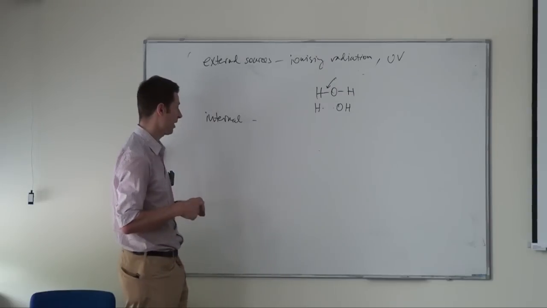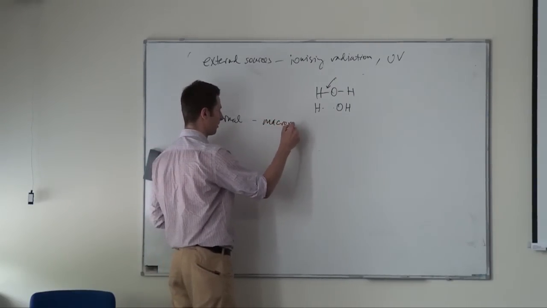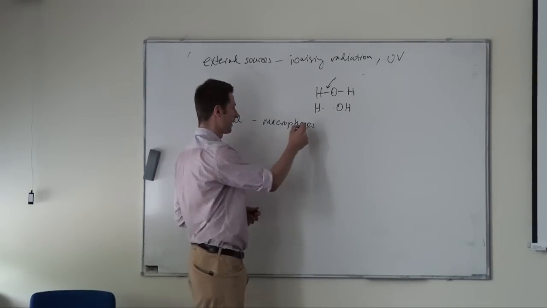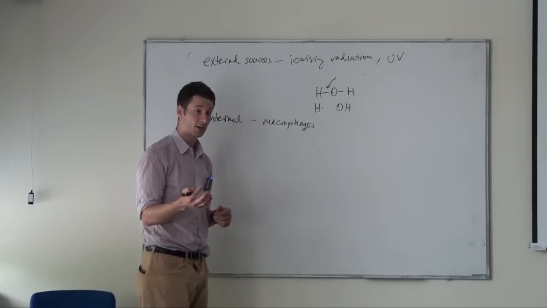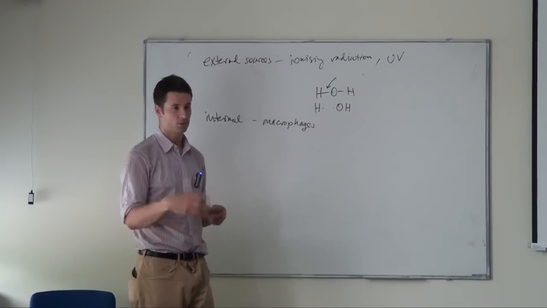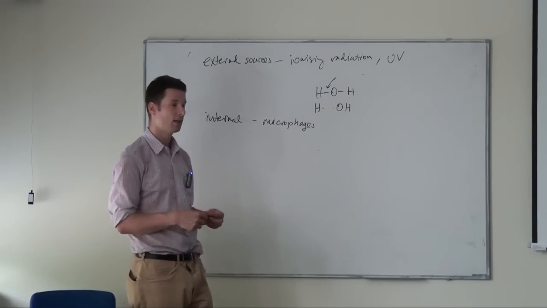Macrophages. Okay, how do macrophages produce it? Or as a part of what? As a part of killing the bacteria. Okay, so you've all heard in immunology about oxidative burst of phagocytes. So it's both neutrophils and macrophages that can go through it as well.